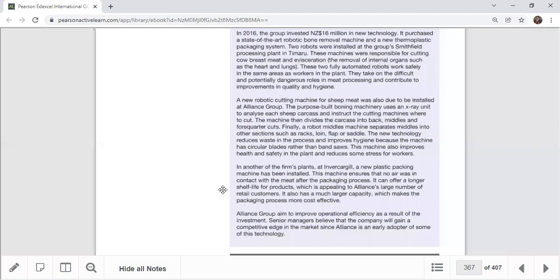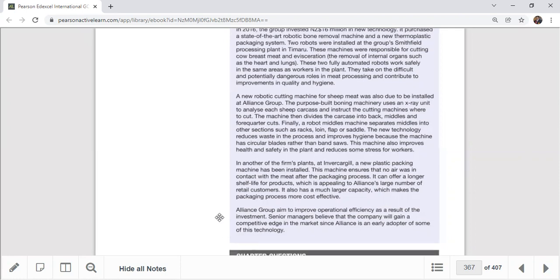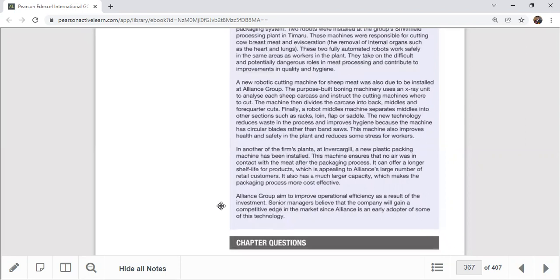In another of the firm's plants at Invercargill, a new plastic packing machine has been installed. This machine ensures that no air is in contact with the meat after the packaging process. It can offer a longer shelf life for products, which is appealing to Alliance's large number of retail customers. It also has a much larger capacity, which makes the packaging process more cost-effective. Alliance Group aimed to improve operational efficiency as a result of the investment. Senior managers believe that the company will gain a competitive edge in the market since Alliance is an early adopter of some of this technology.